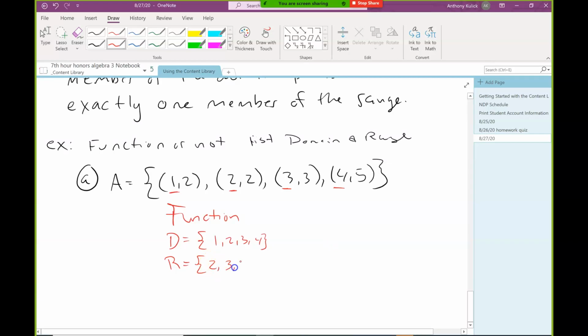2, 3, 5, right? Why didn't I list the second 2? Remember, the definition of the set is that the items are non-repeated. So I cannot list the 2 a second time. It can only occur once. I would mark down on a test or quiz if you listed a set with more than one or with repeated elements in it.